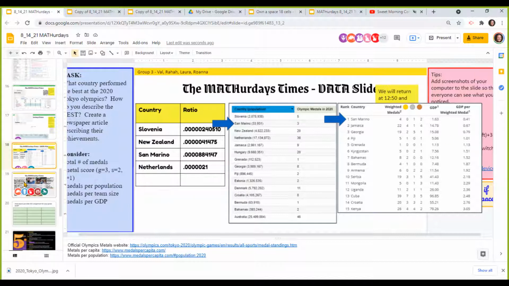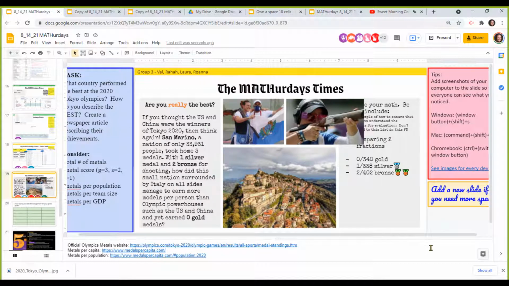And just out of curiosity, we were looking at what sport it is, and it's sharpshooting. And they actually didn't earn a single gold medal. So how is it that with 0 gold medals, just 1 silver and 2 bronze, they were able to top countries like the US and China? Very cool. I love your little article here.